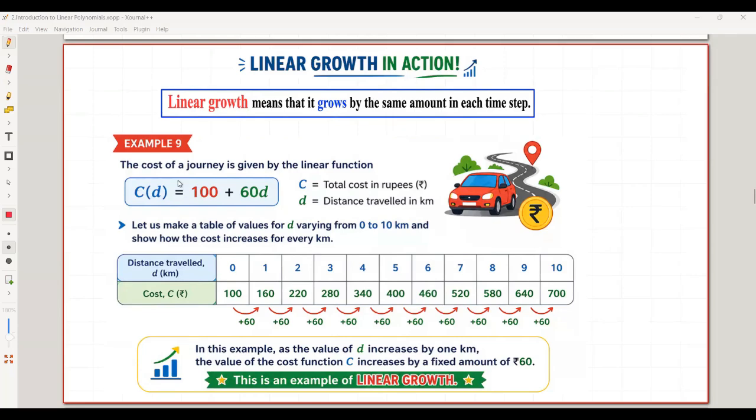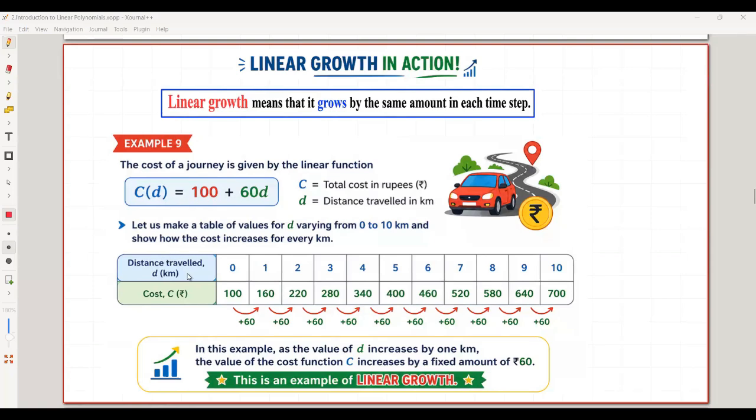For example, the cost of a journey is given by the linear function C of D, which is the cost of the journey for the distance. It's given as 100 plus 60D. C denotes total cost, and D is distance traveled in kilometers. This is the linear function given.